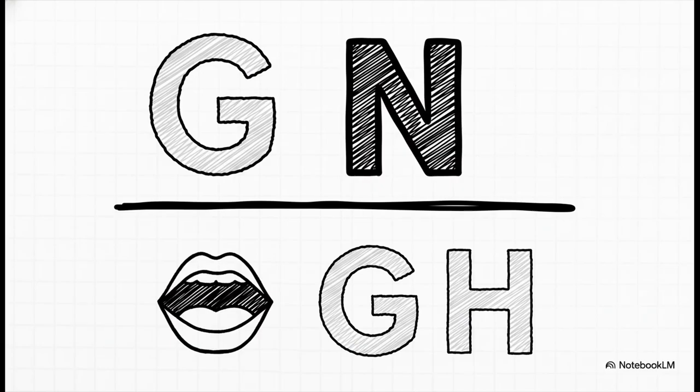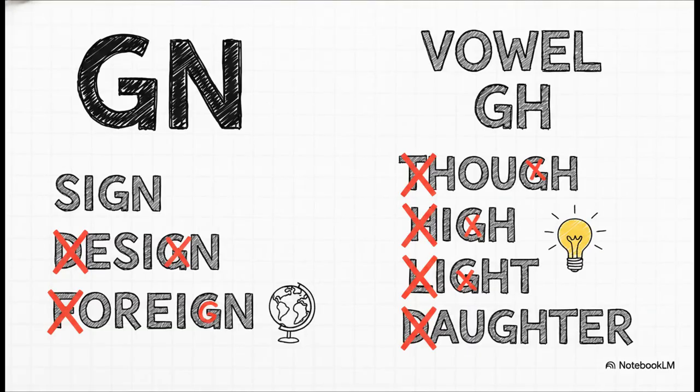Next up, let's tackle G. There are two main patterns you need to know. First, G is almost always silent when it's right before an N. And second, that GH combo, yeah, that's often silent too, especially when it follows a vowel. So for that silent G before an N, think of words like sign, design, or foreign. You don't hear the G at all, do you? And for the silent GH, you've got words like though, high, light, and daughter. In all of those, the GH is just there for looks, completely silent.